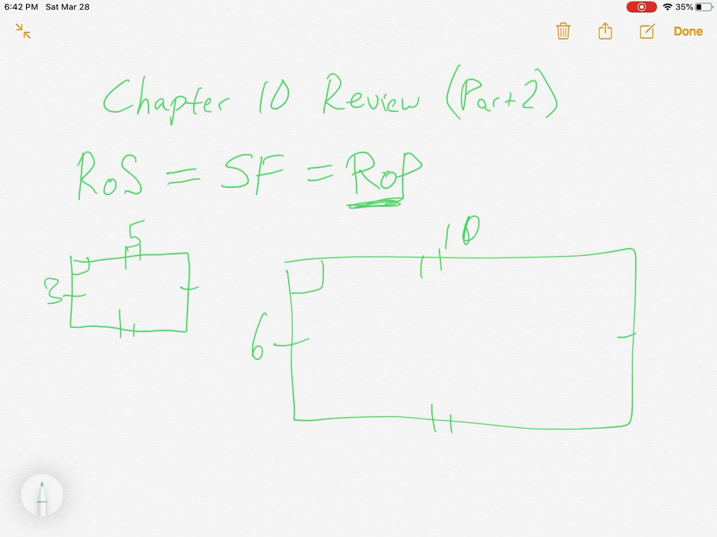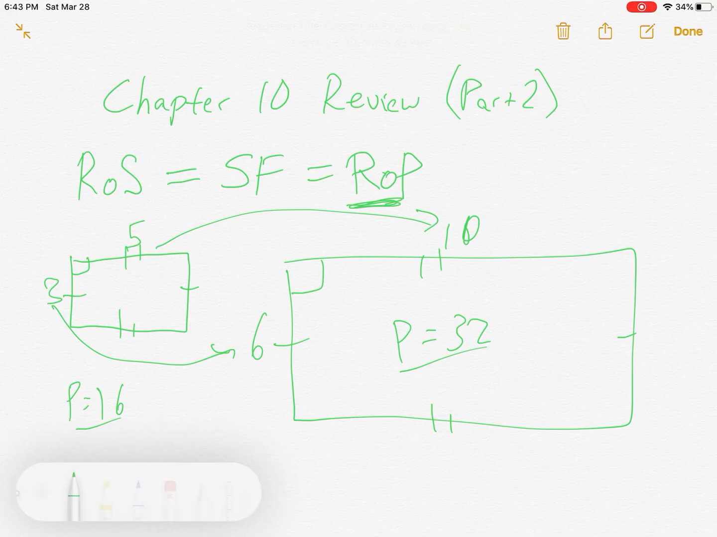And you can check it. The ratio of sides we see is 1 to 2, right? That's double. That's double. But what about the ratio of perimeters? Well, this perimeter would be 16, and this perimeter would be 32. Indeed, the ratio of perimeters is the same as the ratio of sides. That's just an example. That doesn't prove it, but we see it in that case.